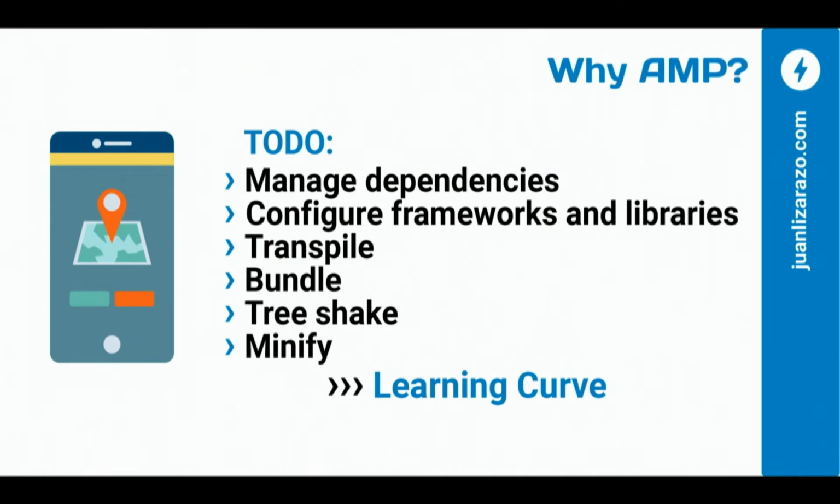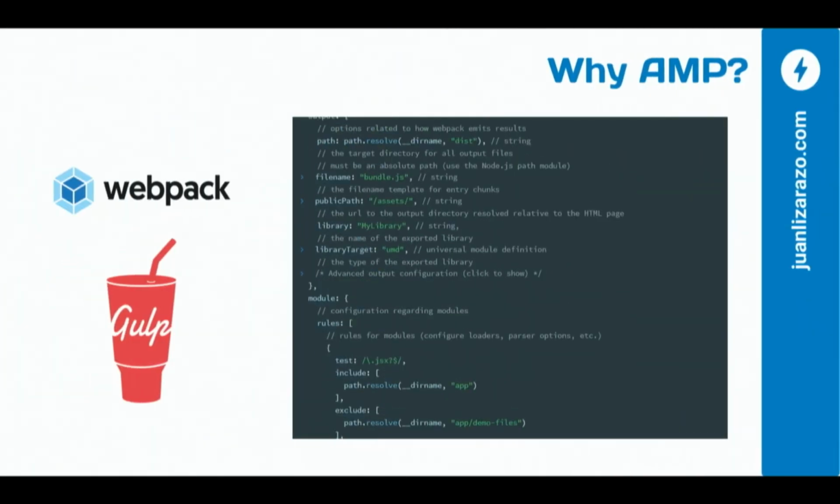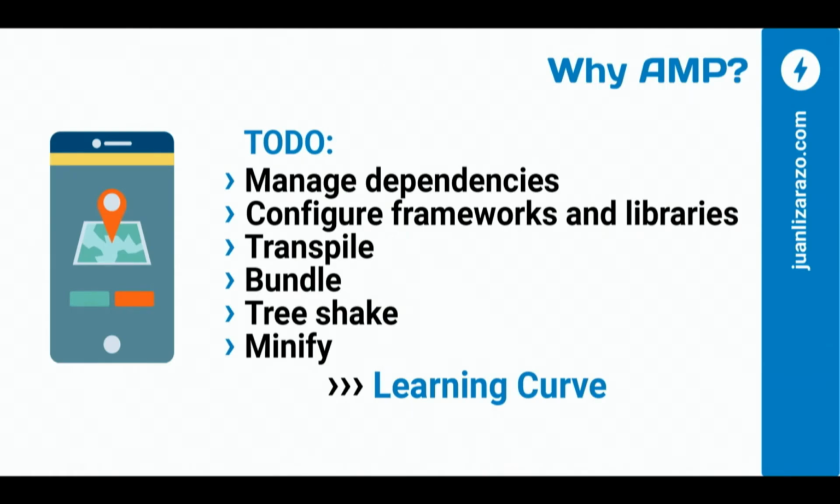So for example, let's say your project manager comes and tells you, hey, you need to build the next big thing. These are some common tasks that, if you think about it, don't have anything to do with the project, with the money maker right there. This is just manage dependencies, configure frameworks, configure libraries, transpile, bundle, tree shake, minify. These things are not even related to the project yet. And all of them have a learning curve and they have a cost because you have to maintain them. With AMP, you won't have to worry about any of this. You can just get started and get going and publish in minutes.